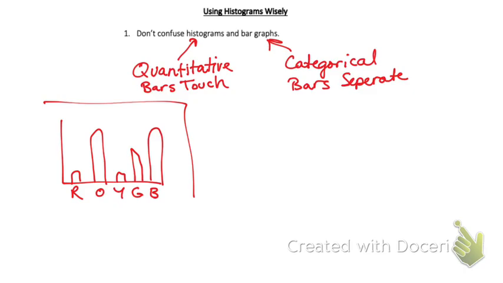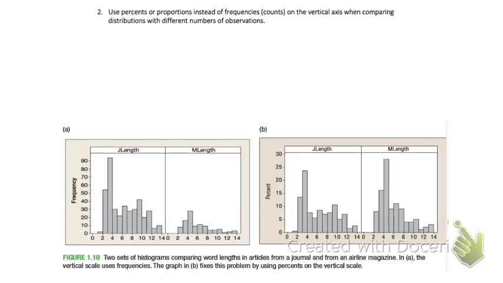Okay? All right. Next, we are going to want to use percents or proportions instead of frequencies on the vertical axis when comparing distributions with different numbers of observations. We talked about this already. We're going to use relative frequencies when we have data that has different totals.